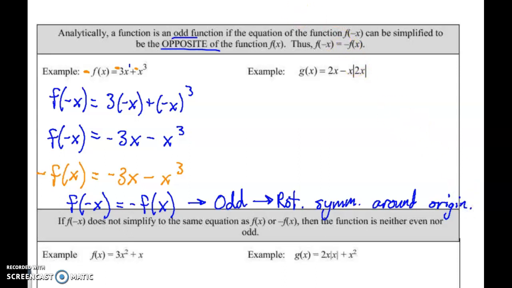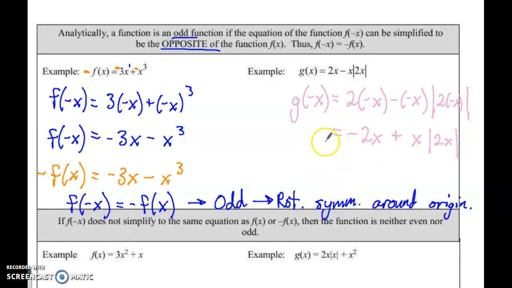And you can do the same thing with this other function. Let me switch colors for g of x. It's also going to be odd. All you have to do is see what's g of negative x. So that's replacing all the x's in the problem with a negative. So as we simplify this, whoops, that was supposed to be an absolute value. As we simplify this, you get negative 2x. This becomes plus x. And what does the absolute value do to that negative x? Well, it just goes back to being 2x.